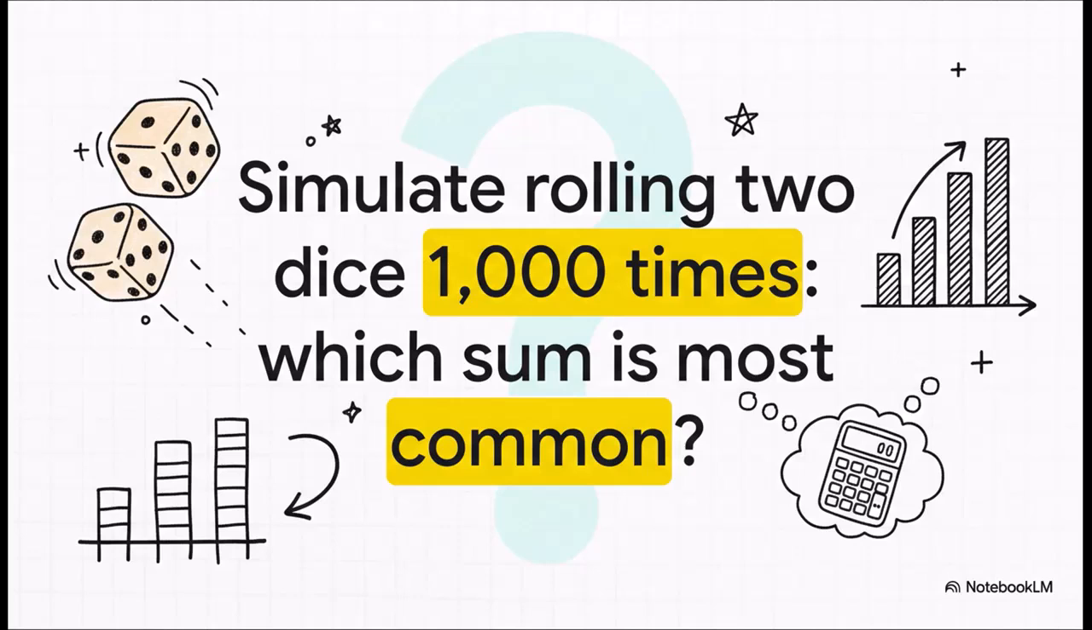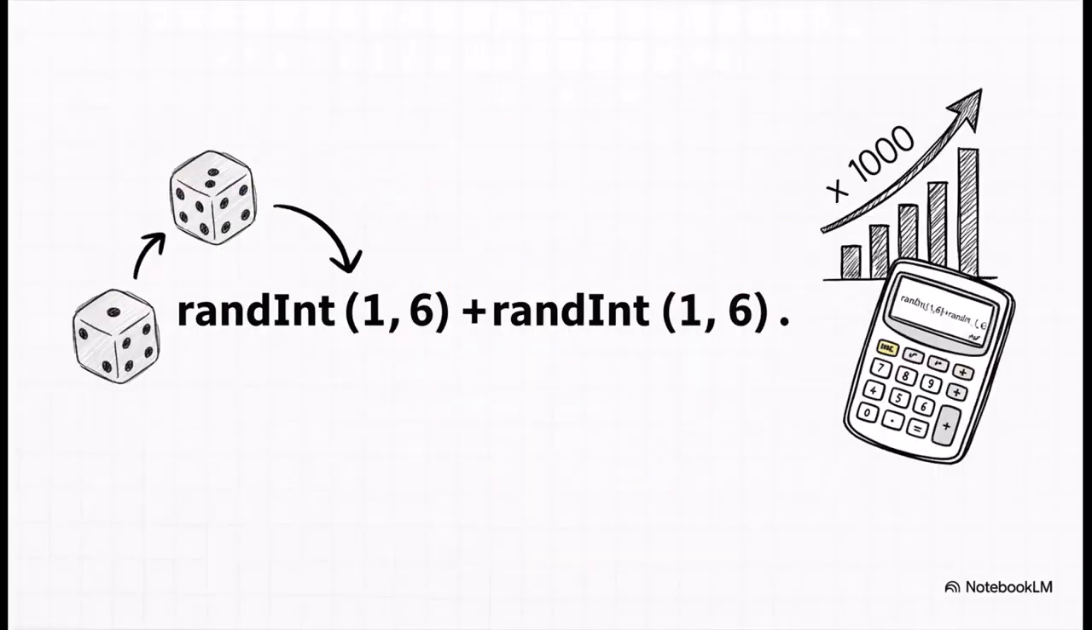But the whole point of doing it is to see which sum pops up most often and how that stacks up against what probability theory says should happen. And what's just nuts is how simple it is on the calculator. The command randInt(1,6) is just like rolling one six-sided die. So you just add two of them together and tell the calculator to do it 1,000 times. That's it. You've replicated the entire experiment with a single line of code.